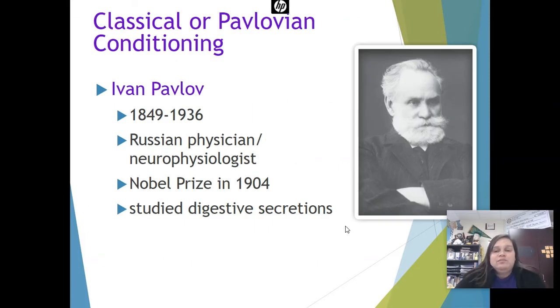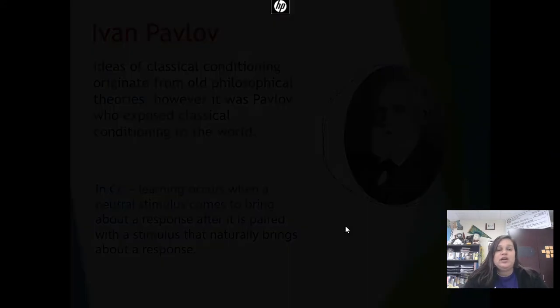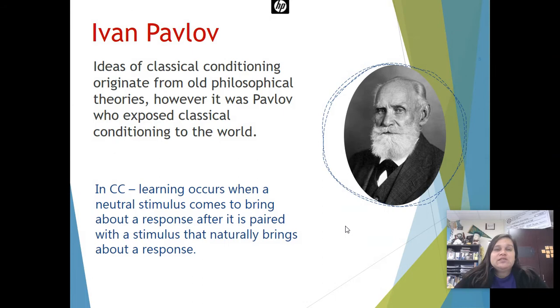So here we have Ivan Pavlov, who is probably one of the most famous names in psychology, but ironically, he is not a psychologist. He was a Russian physician, physiologist, who lived in the late 1800s, right around the time of the Russian Revolution. And he was actually studying digestive secretions and salivation in dogs, which he would later win the Nobel Prize for. The ideas of classical conditioning, that we could form these associations, had been around in philosophy, but Pavlov would be the one who really identified and studied it and brought it to the world.